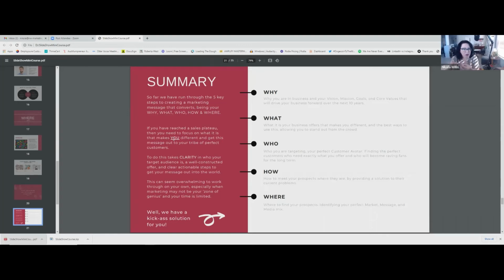Who you're targeting, your perfect customer avatar, finding the perfect customers who need exactly what you offer, and who will become raving fans. And how to meet your prospects where they are by providing a solution to their current problem. And finally, we just went through where to find your prospects, identifying your perfect market message and media mix. And this will be where it all happens.